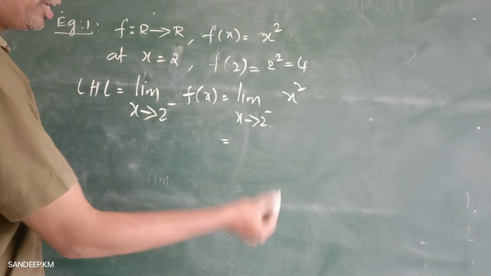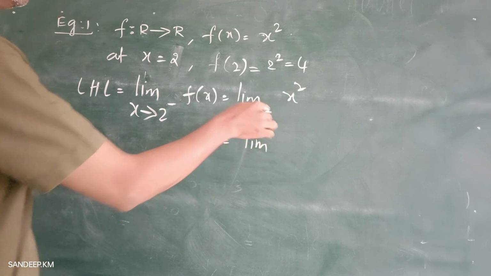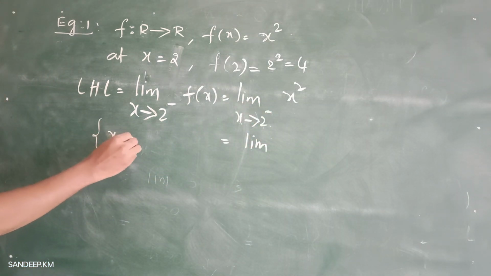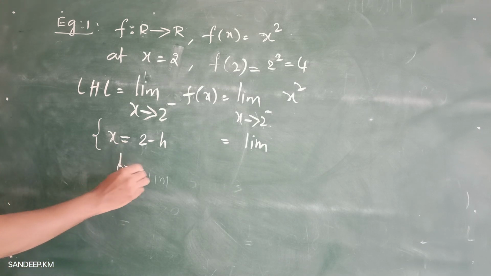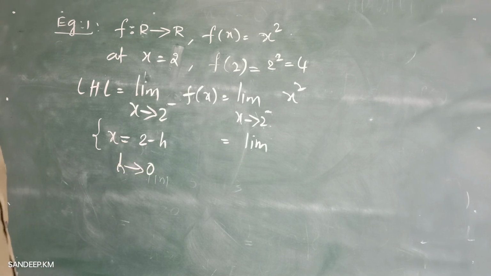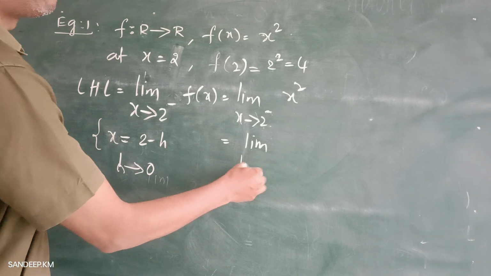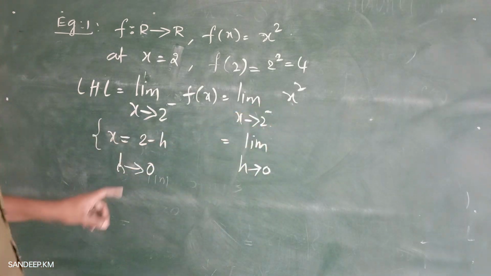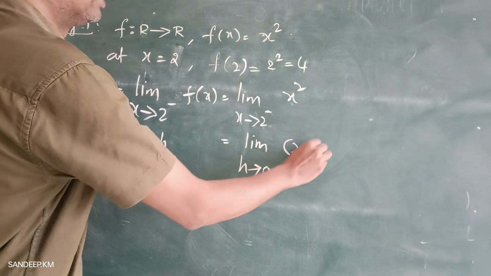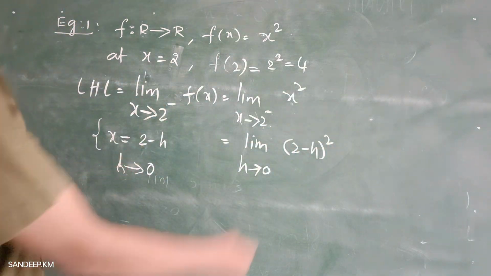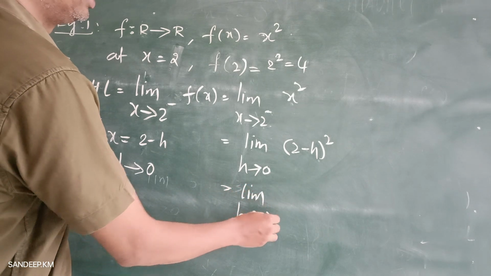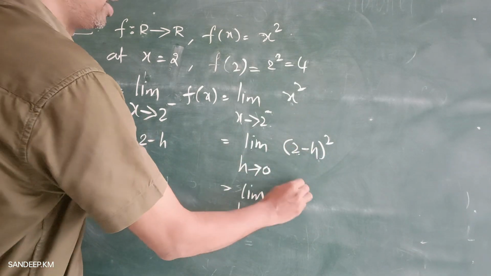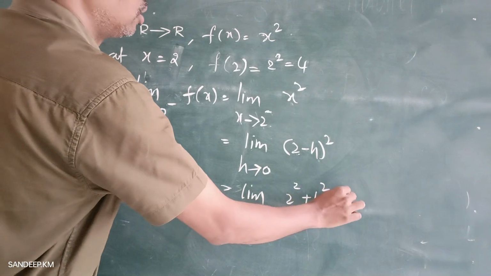Right? And we know that when x is approaching 2 from the left side, it means x is equal to 2 minus h. Correct or not? And where h is approaching 0 and h is a positive real number. So I will write h approaches 0 and instead of x we are going to write 2 minus h whole square. Let us use a minus b whole square to expand it. Limit h approaches 0, a minus b whole square is a square plus b square minus 2ab.